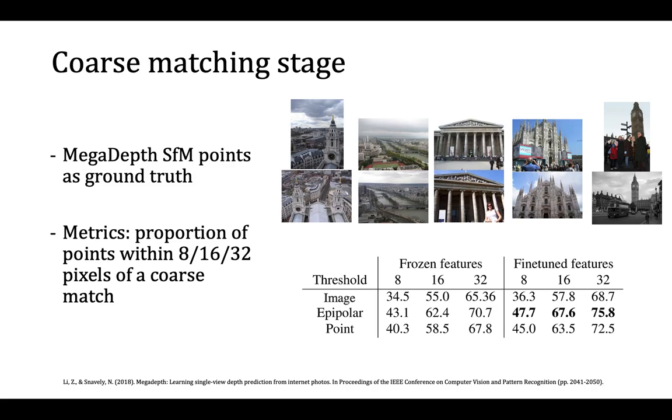First, we evaluate the coarse matching stage alone. We use Megadepth's ground truth SFM, and we count the number of ground truth points correctly predicted by the coarse matching. The three supervisions are compared in this table. Although it is not the strongest form of supervision, epipolar supervision performs the best. It may be because point supervision is biased, providing information only on parts that could be reconstructed by SFM.